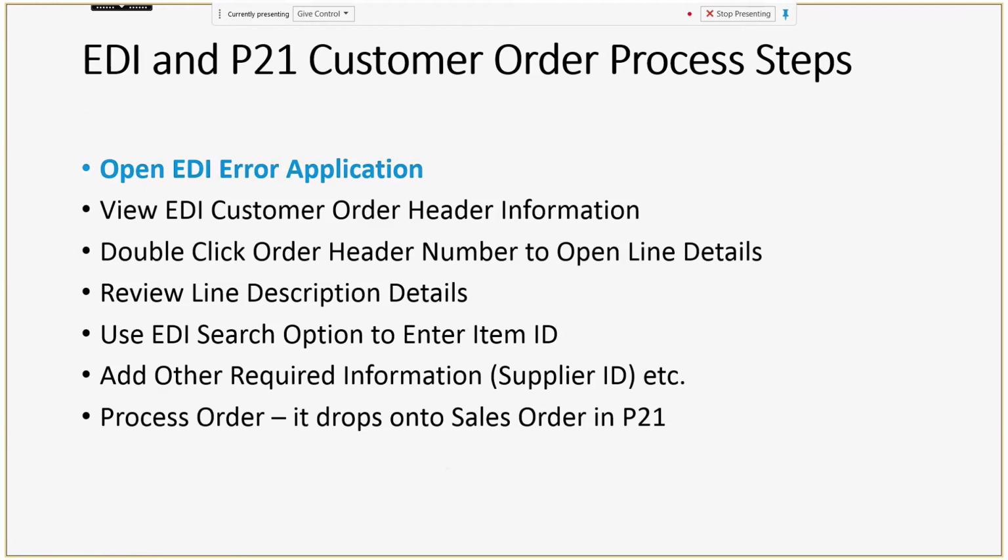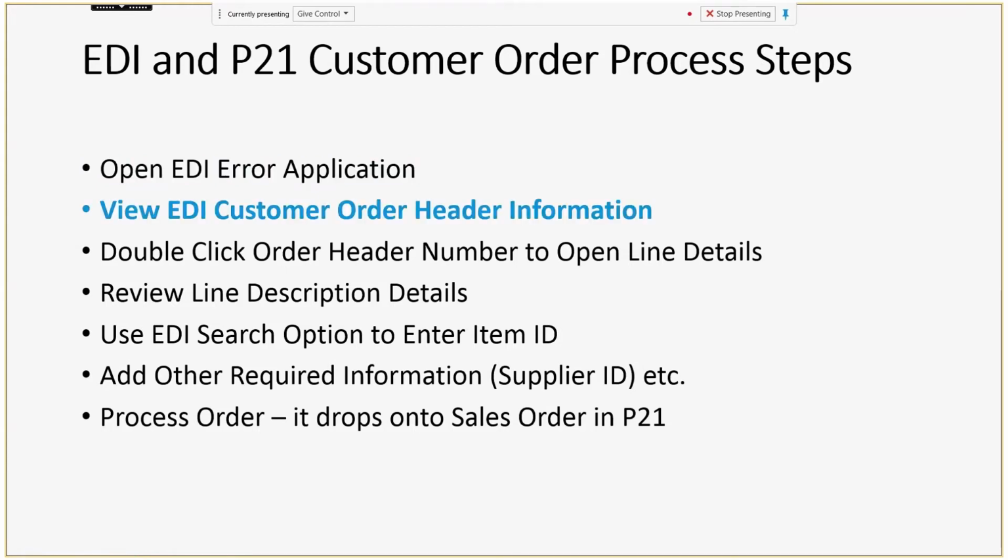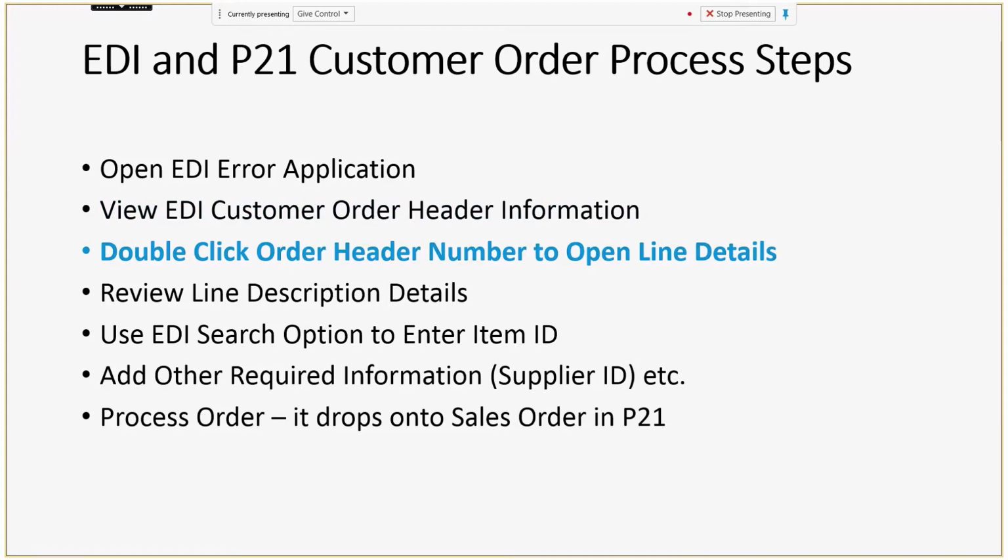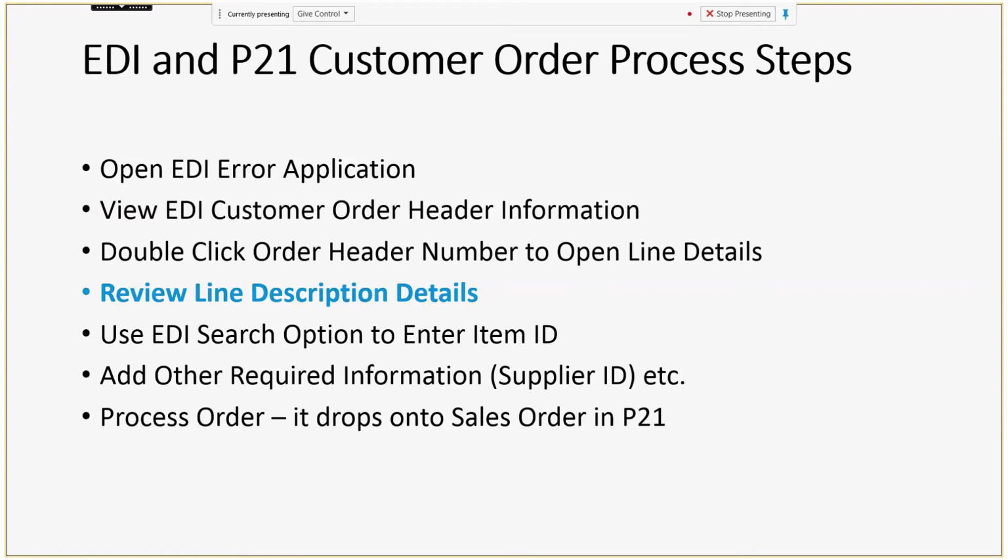us orders. And we'll show you how you can get to that EDI Air application and open up the customer's order and view the header information. And you'll also see that you can double click on the order header to open up the line details. We'll review the description and the different detail fields that are in that screen.